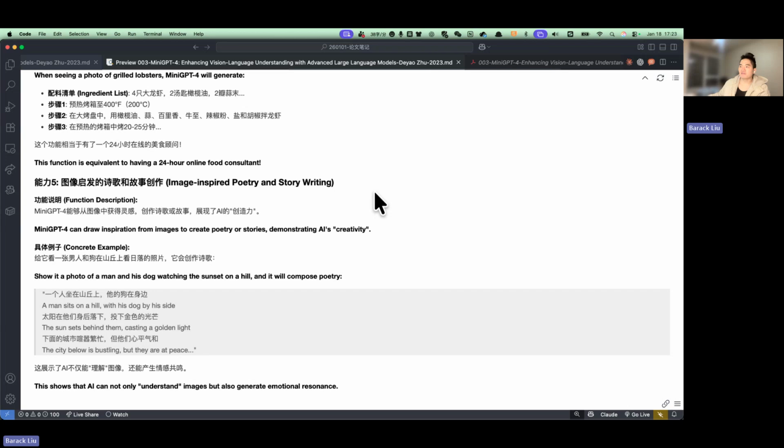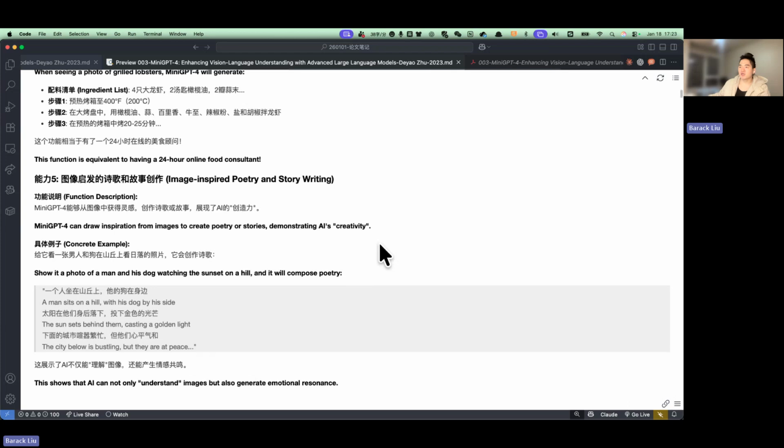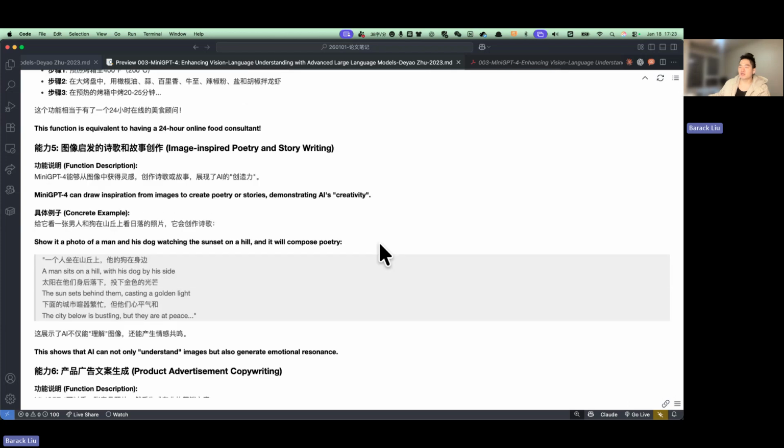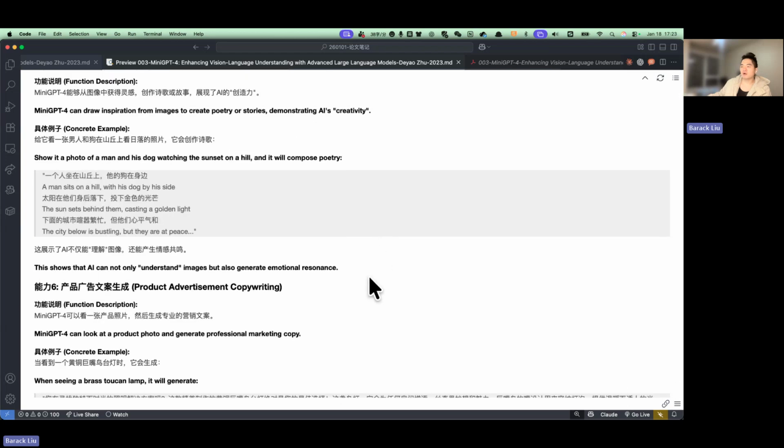Ability 5. Image-inspired poetry and story writing. Mini GPT-4 can draw inspiration from images to create poetry or stories, demonstrating AI's creativity. Showing it a photo of a man and his dog watching the sunset on a hill, and it will compose poetry. This shows that AI can not only understand images but also generate emotional resonance.